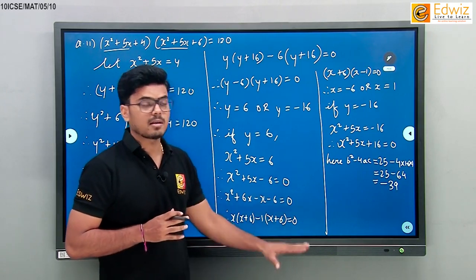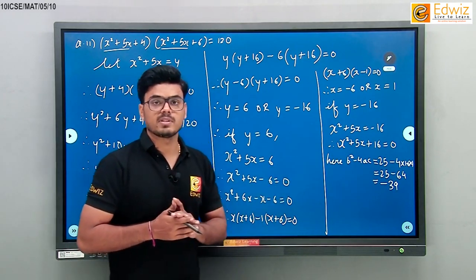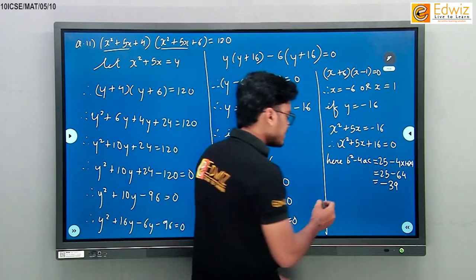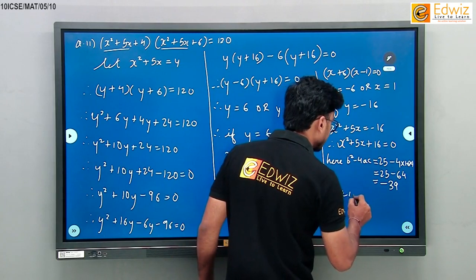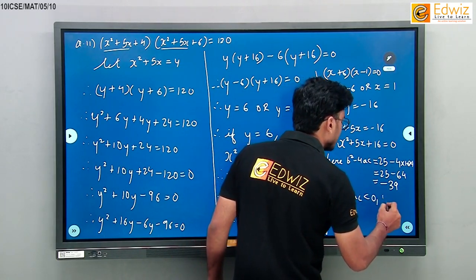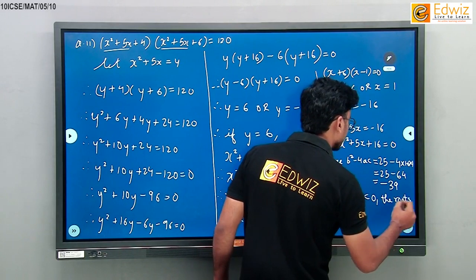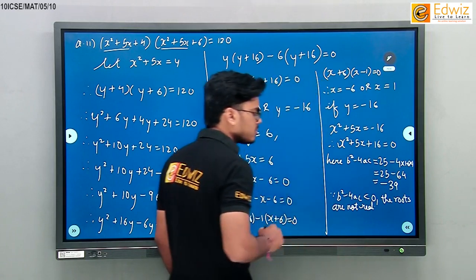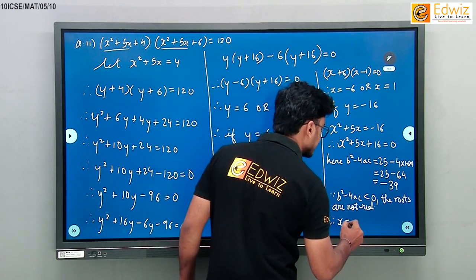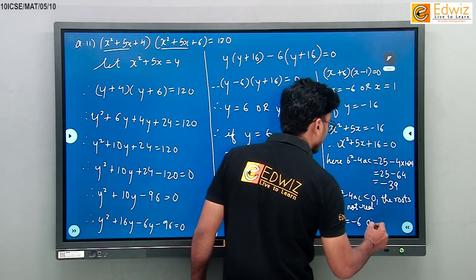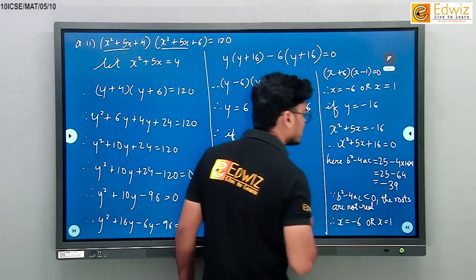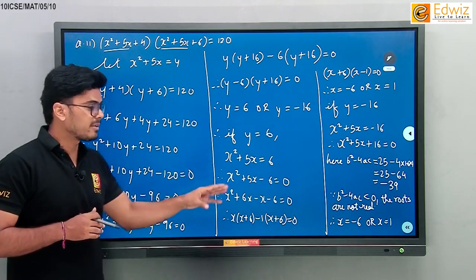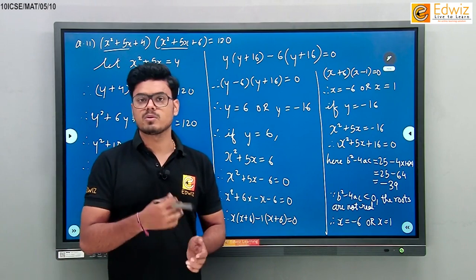That means we cannot assume this as a solution of this equation. The only possible solutions are minus 6 and 1. Since b square minus 4ac is less than 0, the roots are not real. So therefore x ke jo do answers hain woh ho sakte hain minus 6 and x equal to 1. These are the only two solutions. Correct? So this is the solution of question number 11. I'll give you a minute to note this down, then we'll move on to the next question.